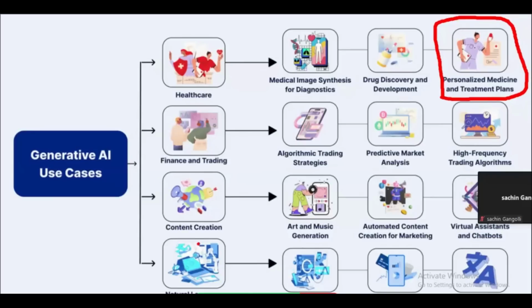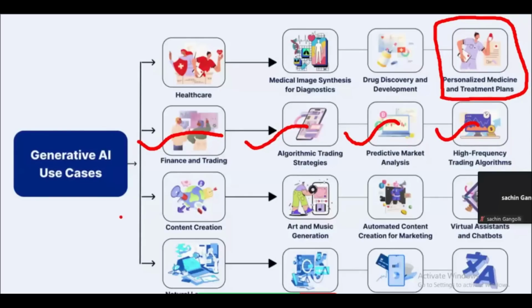Similarly, you have some amount in your pocket and you want to invest somewhere. Happily you can ask, hey, can you give me some plan? I have so-and-so amount in my pocket and I want to invest somewhere. Yes, happily it is going to suggest and share some investment strategy with you. You can go for finance and trading: algorithmic trading, predictive market, and high frequency trading algorithms.